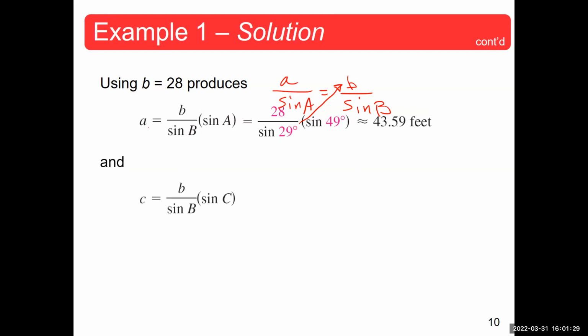It becomes 43.6. That's the A. All right, we already calculated the C ourselves. Let's see how much they got. So C is 56.49.